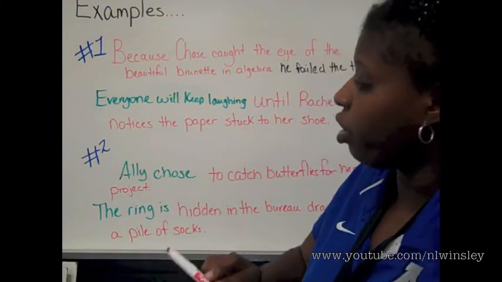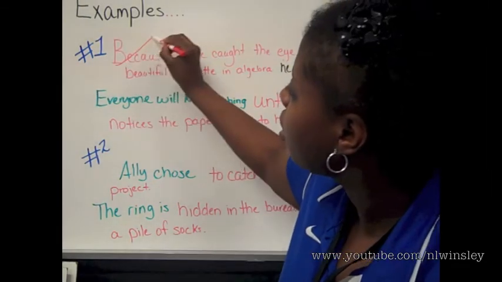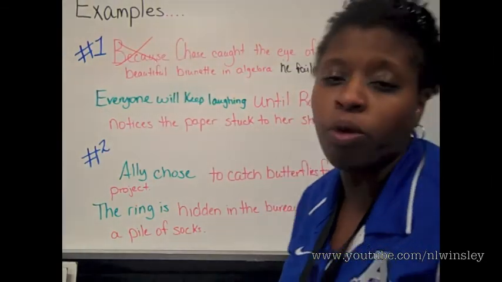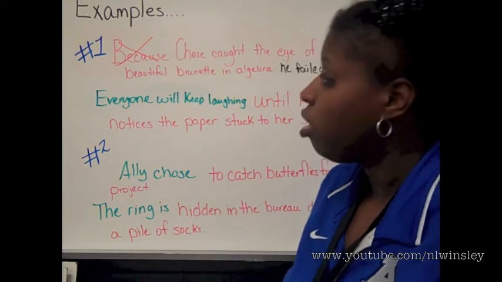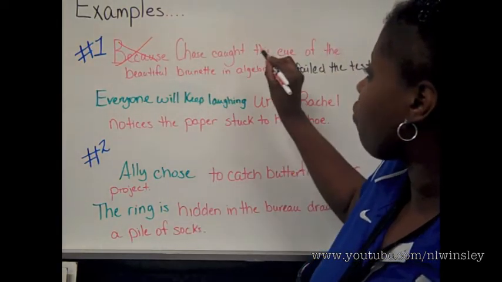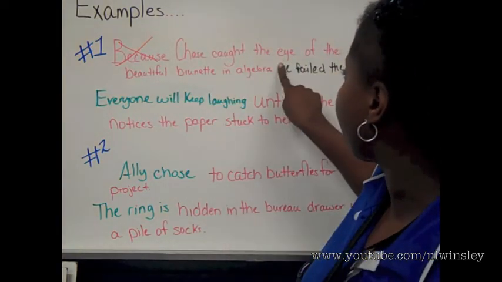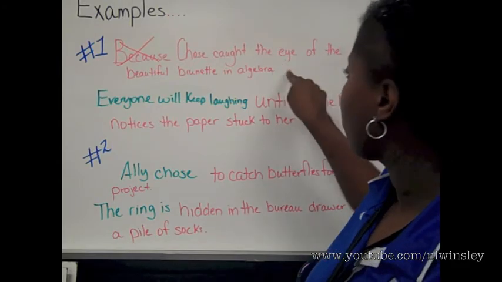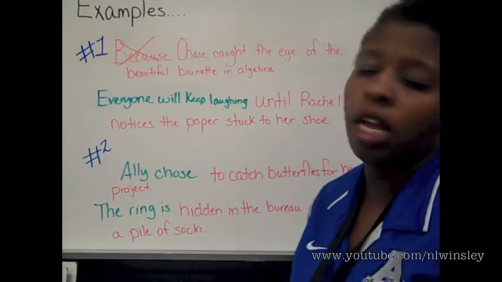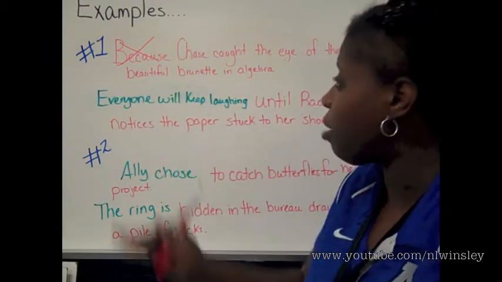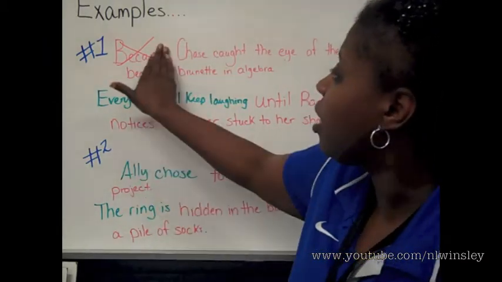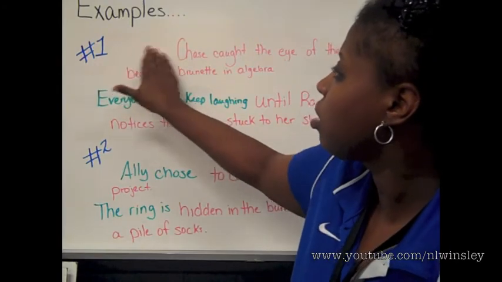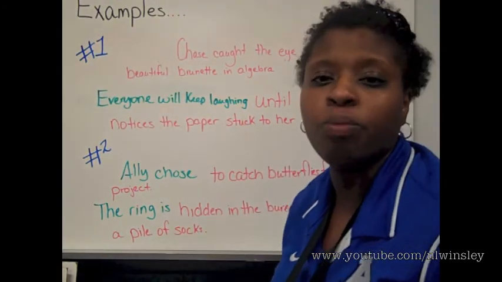Or we could completely eliminate the subordinate conjunction because. So now we have Chase caught the eye of the beautiful brunette. Now my dependent clause has become an independent clause because I eliminated the subordinate conjunction.